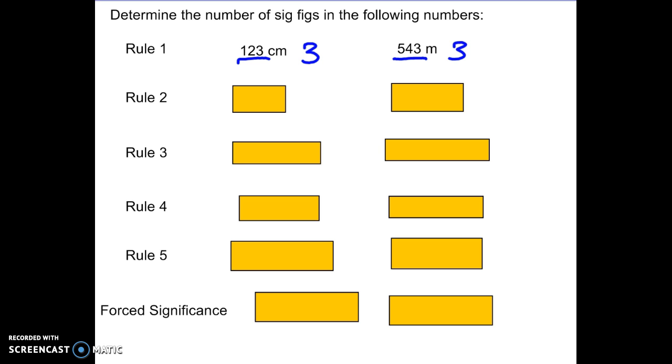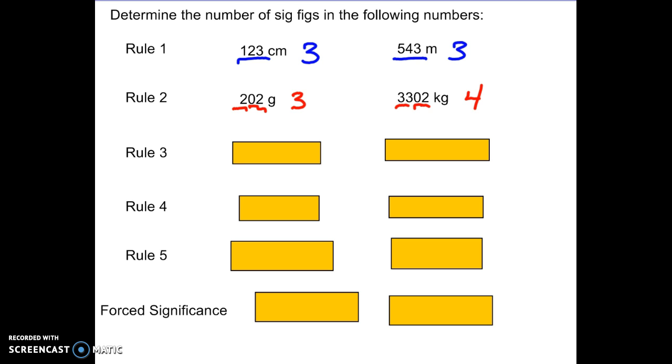If a zero is between two non-zero digits, the zero is significant. For instance, since this zero lies between these two non-zero digits, that makes it significant, giving three significant figures. In this example, 3,302 kilograms, again, this zero is between non-zero digits, giving it a grand total of four significant figures.